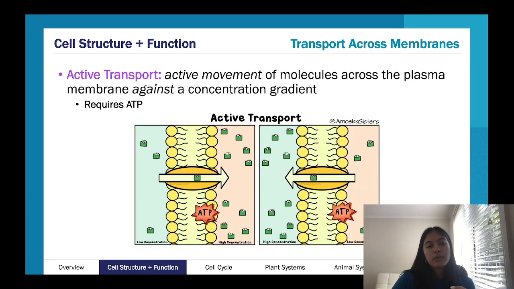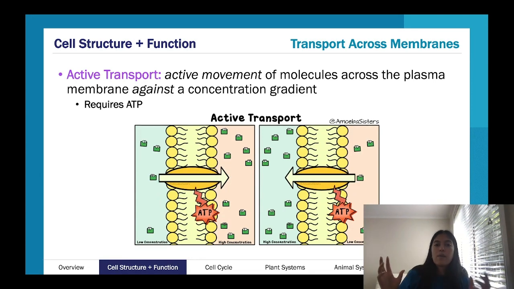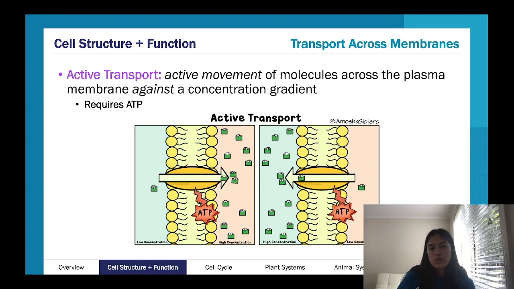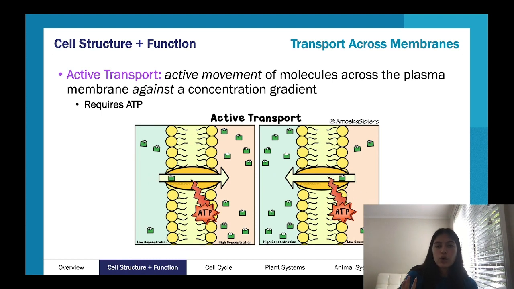Okay, the other one we look at is active transport. So this is what I was talking about, kind of the opposite of diffusion. We're going against that concentration gradient. So we're going from an area of low concentration to an area of high concentration. Because we're going against that concentration gradient, we need ATP.